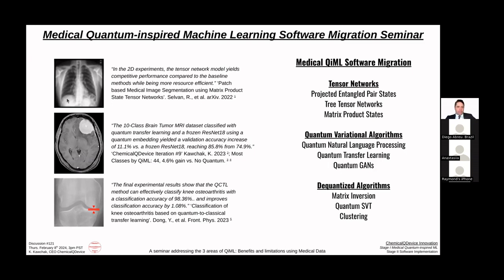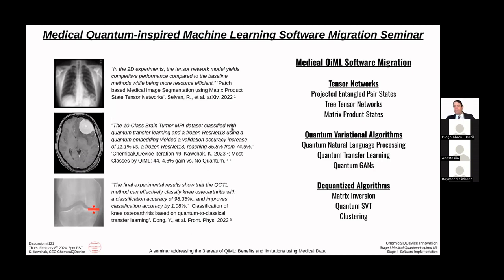And what I did with this is I took a quantum transfer learning demo and scaled it up from 10 classes all the way to 44, with the 10 class showing about 11% increase over the previous ones. So you're going to lose some time using these techniques. What I'm going to be talking about today is how to get the time back, with more quantum benefit and faster too. And this last one is on knee osteoarthritis.